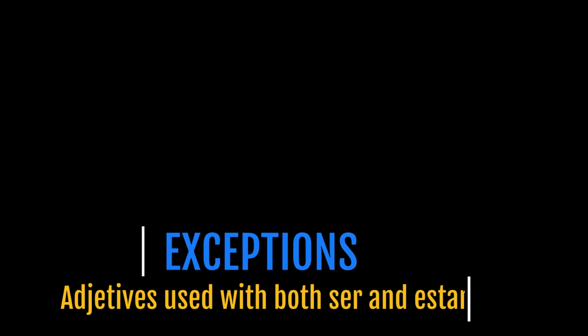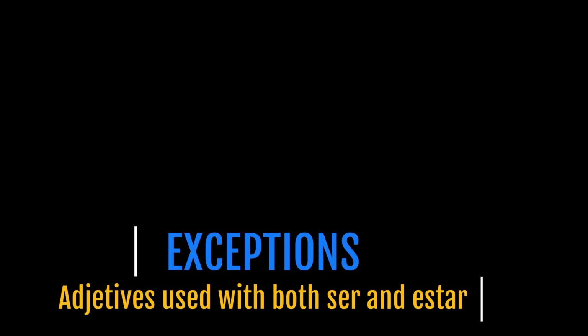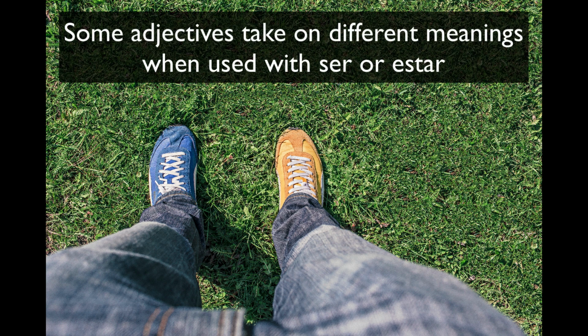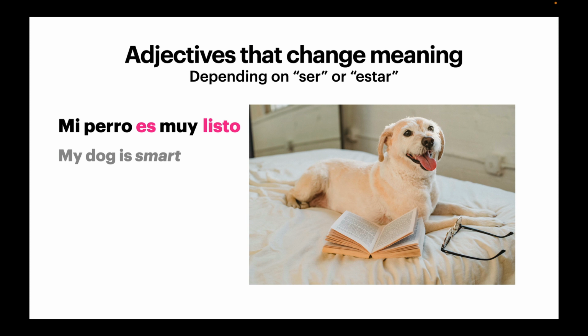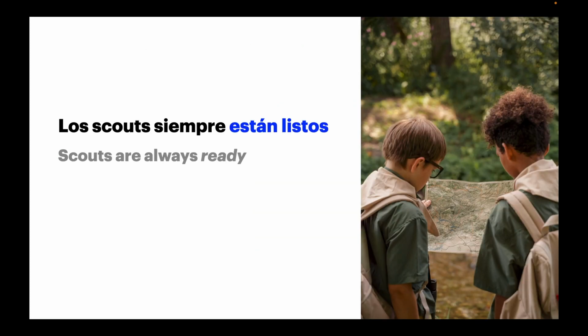Okay, now let's talk about exceptions. The following words that I will teach you change the meaning depending on whether you use them with ser or with estar. Ejemplo, mi perro es muy listo. I'm using it with es, so therefore listo is a characteristic or a trait of my dog. Smart.